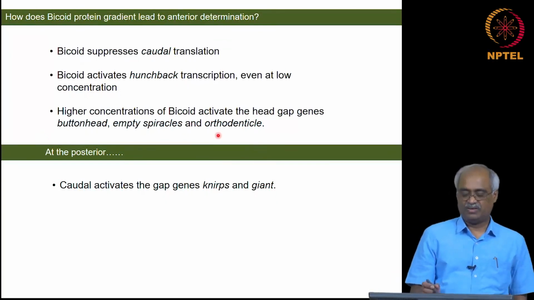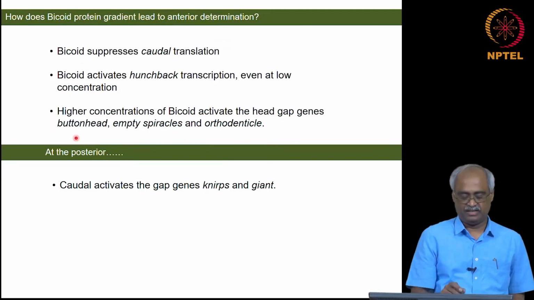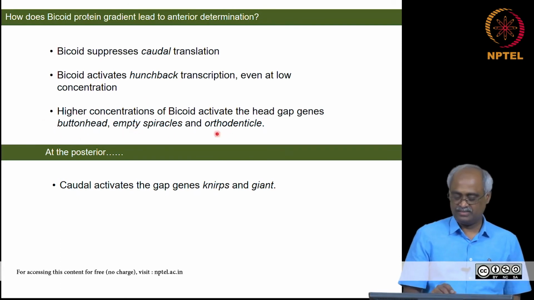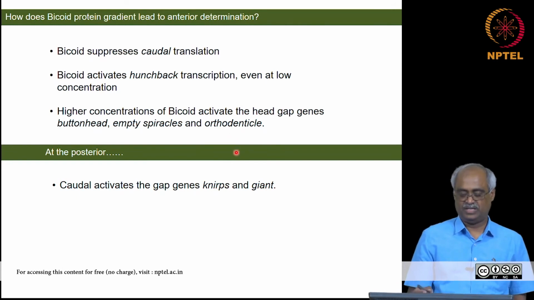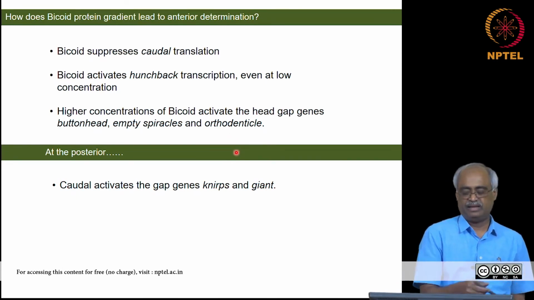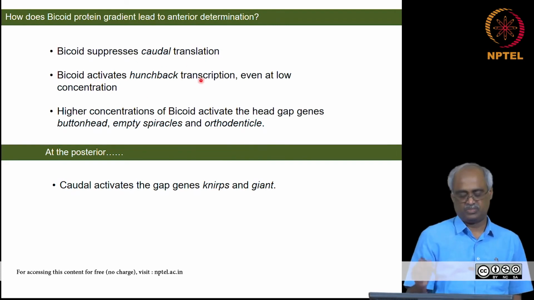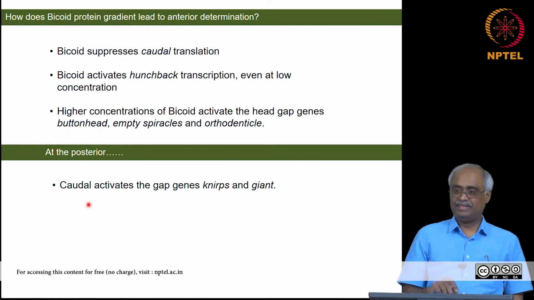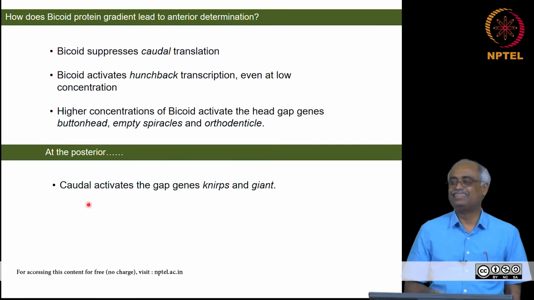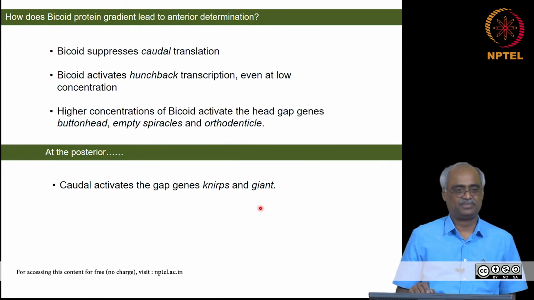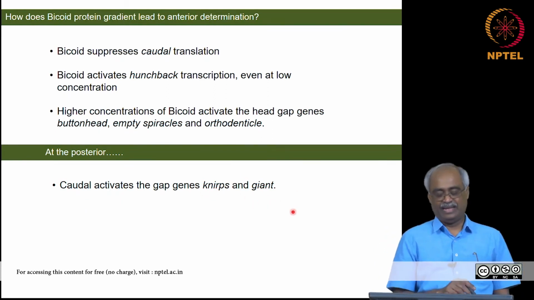So higher concentrations, yeah, here are those names. Higher concentrations of bicoid at the very extreme anterior, this is the name I forgot, button head, empty spiracles and orthodenticle. These are the gap genes that are activated by highest concentration of bicoid at the anterior most, and slightly less concentration is good enough to activate hunchback. And at the posterior, caudal again is a transcription factor, and that is going to activate posterior gap genes, and they are knirps and giant. Okay, these two are activated. You are going to find later that giant is actually activated by bicoid as well.